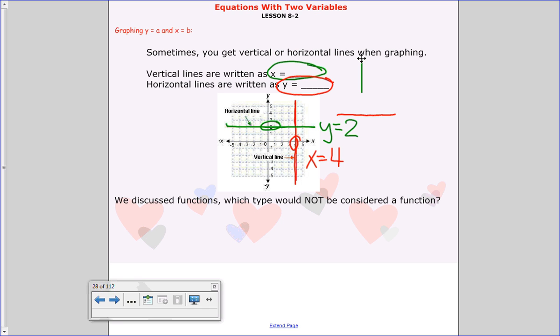And then we can bring back yesterday's lesson on functions and that vertical line test. So we discussed functions, what type of line would not be considered a function. Well, it's called the vertical line test for a reason. So it'd be those vertical lines. So if you get a vertical line and they ask you if it's a function, meaning x equals something, it is not. If you have an x equals some number, it is not a function.